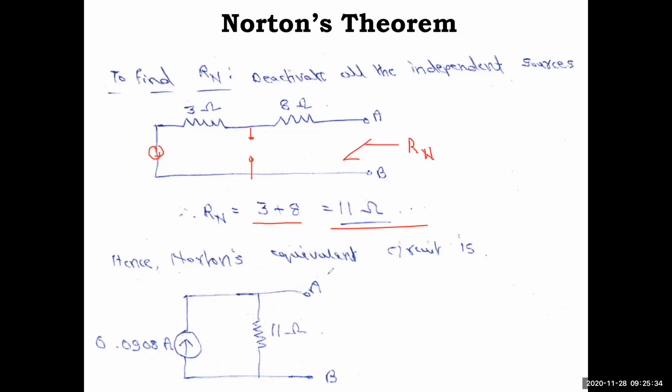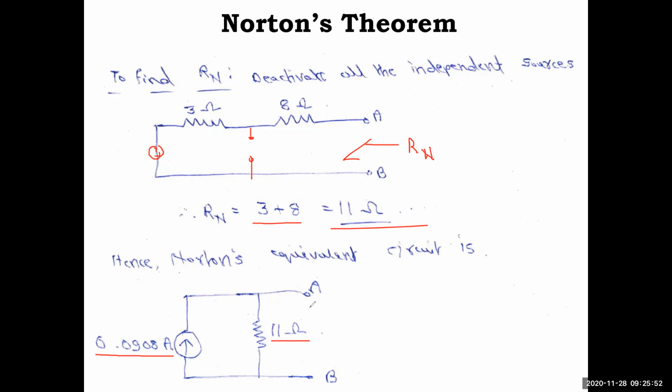So now the Norton's equivalent circuit is a current source in parallel with the Norton's equivalent resistance. So the current you got is 0.0908 amps and this is 11 ohm. Simple. So this is how the Norton's problem comes.